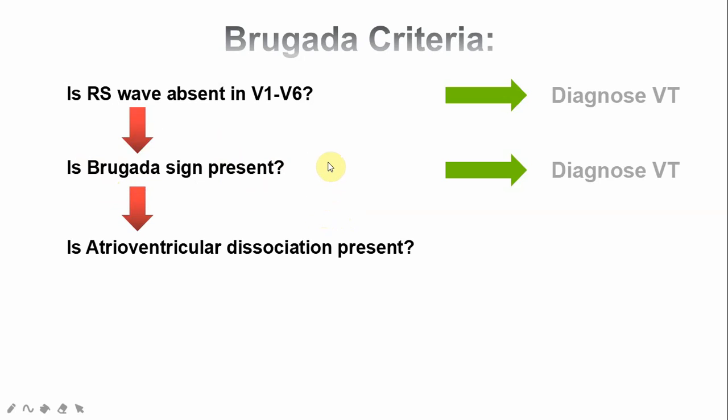The next step is the atrioventricular dissociation. So no correlation between the atrial activity and ventricular activity. If that is the case, this is highly likely to be VT.